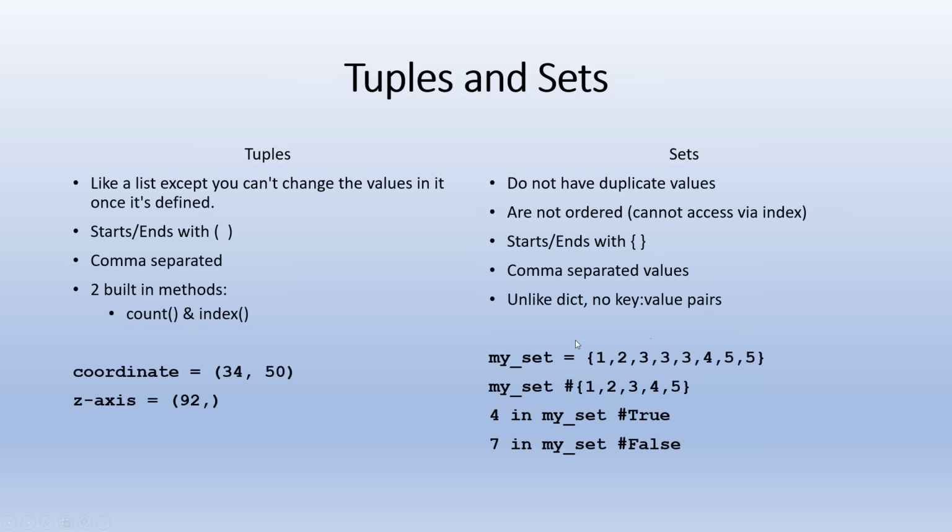Sets are kind of a cross between a list and a tuple. They're not ordered, so they're similar to dictionaries. They're comma separated values, so they're a little bit similar to lists, but you're not allowed to have duplicate values inside of a set. Also, unlike a dictionary, there are no key value pairs. So if you took a set like 1, 2, 3, 3, 3, 4, 5, 5, it would resolve to a set of 1, 2, 3, 4, 5.